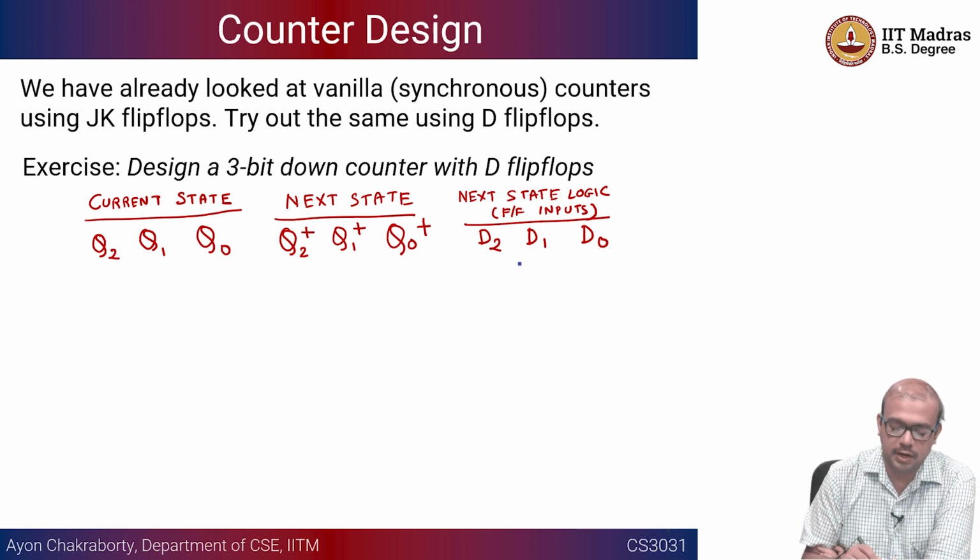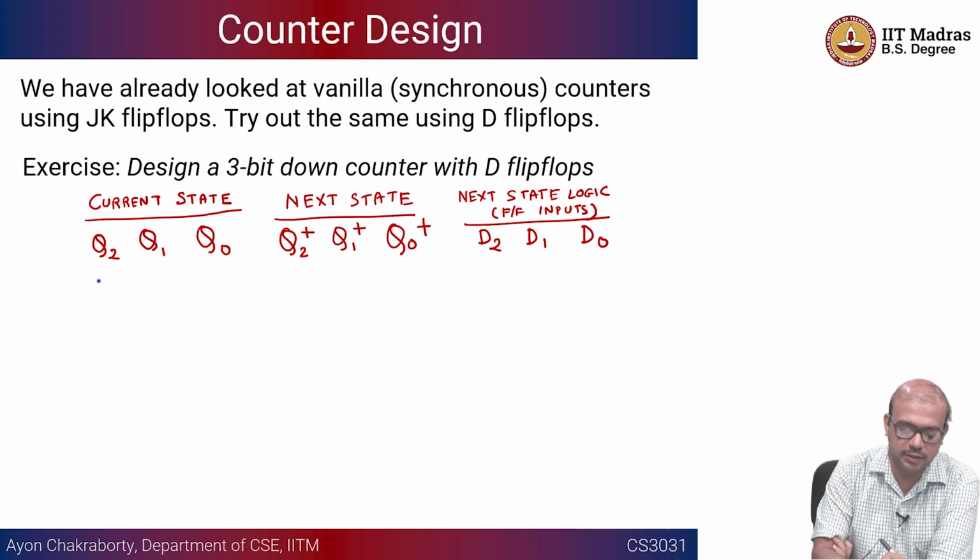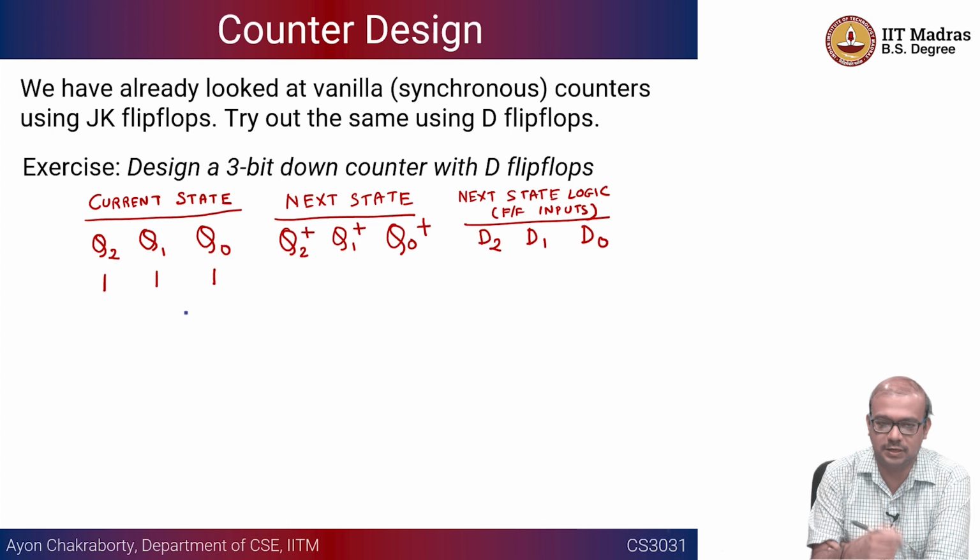So now if I want to design a down counter, for simplicity I'll start with 7, because 1 1 1, I want to go down. It does not mean that it has to be the initial state, because it's cycling. If I started with 0 0 0, that is also fine.